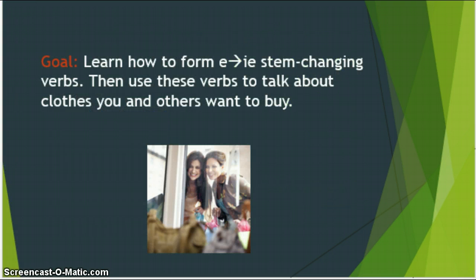So our goal for this particular chapter is we've been focusing on shopping and the vocabulary related to shopping. So I'm going to teach you the grammar of E to IE stem changing verbs. We will then use these to continue to talk about clothes you and others want to buy.